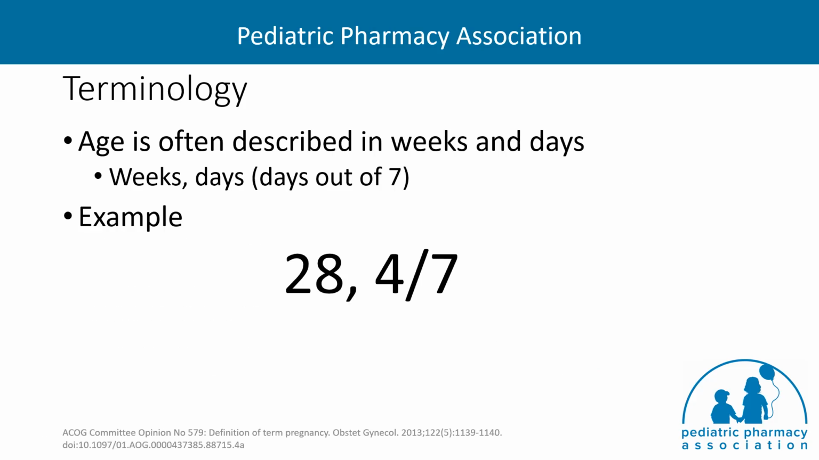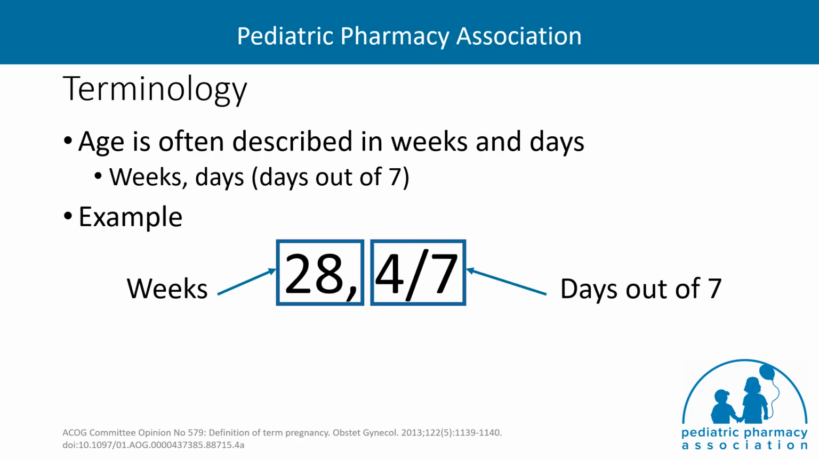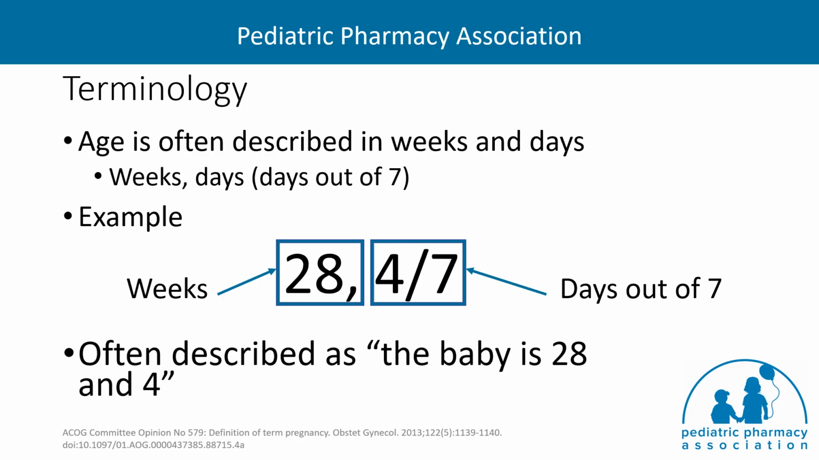Postmenstrual age, or PMA, is often used to describe the patient's progression to term gestation. Age is described in weeks and days in this example. The patient is 28 and 4, where 28 describes the age in weeks, and 4 describes the number of days the patient is. This is often described as the baby is 28 and 4.